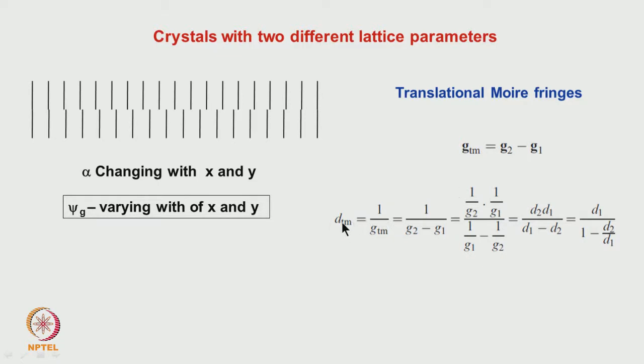Essentially, these are all simple ones. So the separation between them in the real spacing will be 1 by g. Okay, this you can calculate. This is how it will turn out to be if D1 and D2 are the spacings. These things you have to work out.